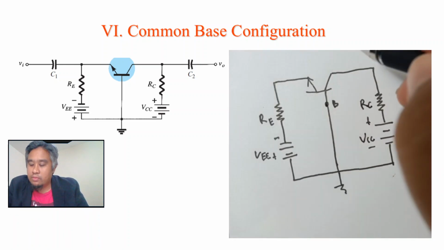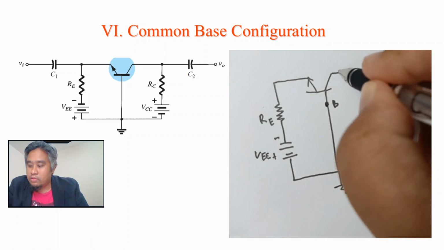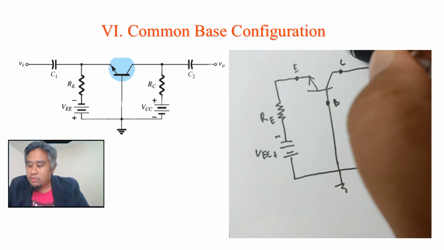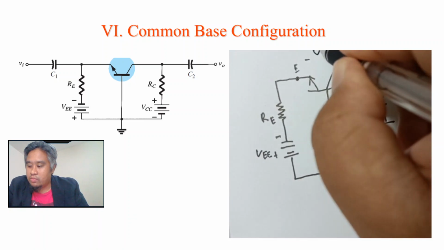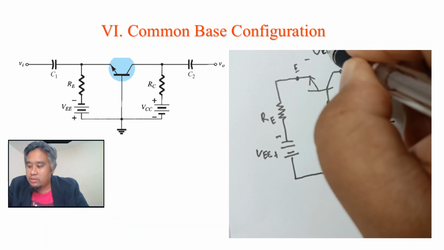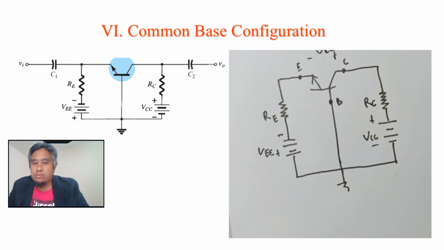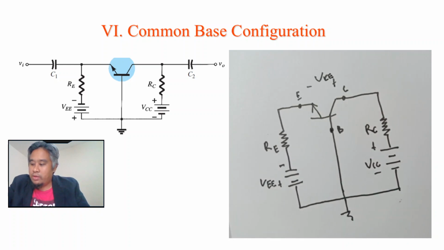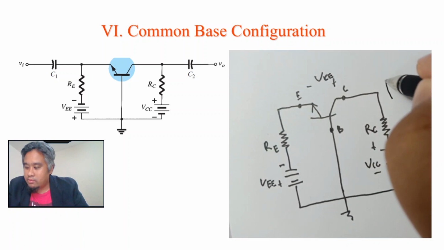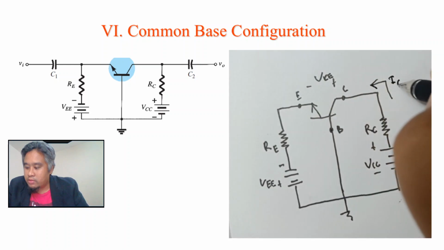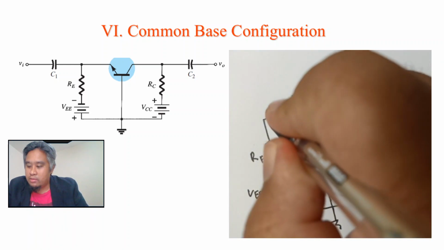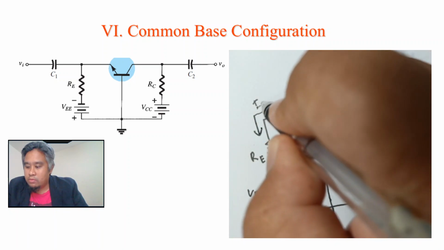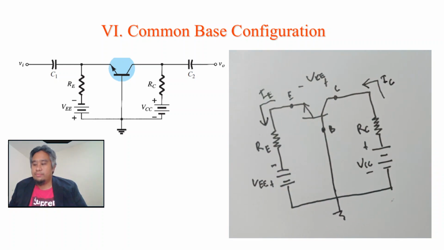This is the collector, and this one is the emitter, so positive, minus, this is our VCE actually, where IC is here, and IE is here. You can see.